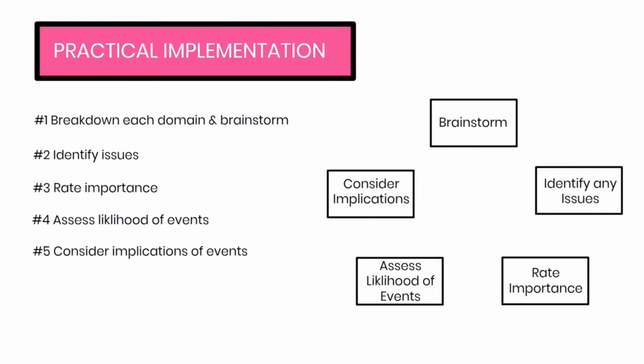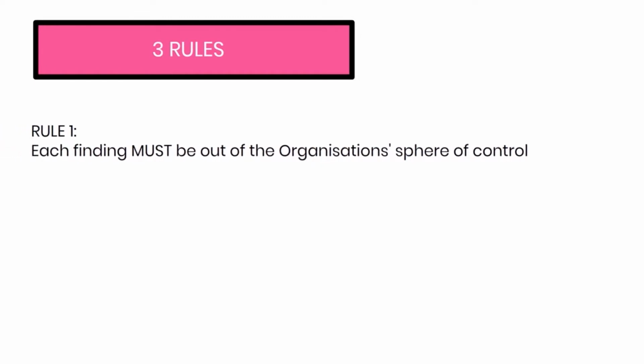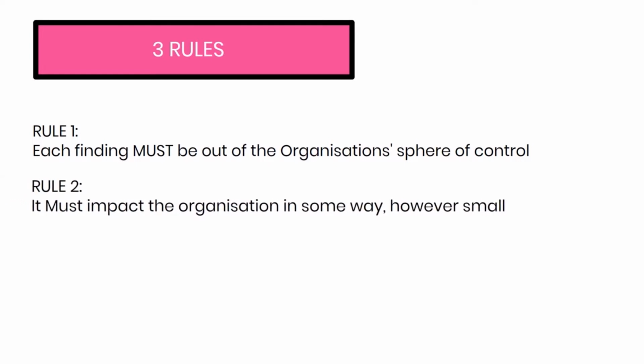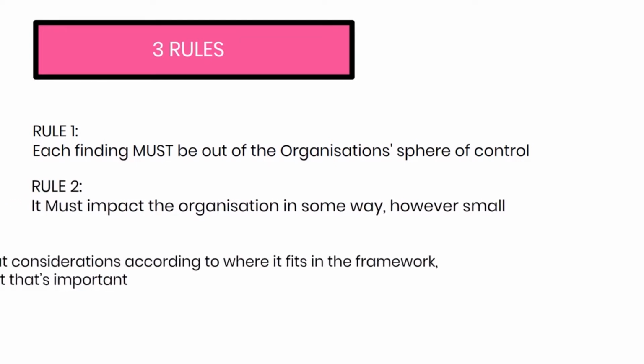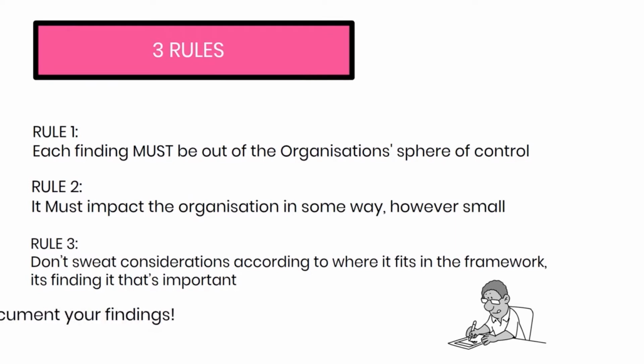So basically, you consider and evaluate each domain as it influences and impacts your organization or the target of your study. If this is an internal analysis of external factors, then apply the following 3 rules. Rule 1, each finding must be out of the organization's sphere of control. Rule 2, it must impact the organization in some way, however small. And rule 3 is don't sweat considerations according to where they fit in the framework. It's finding them that's important, not where they actually sit within that framework. And finally, you document your findings.